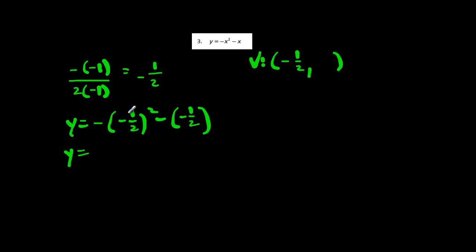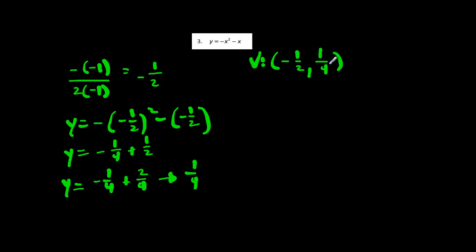So we square this to get 1/4 times a negative. Negative times a negative is a positive. So it's negative 1/4 plus, put this in fourths. So this will give us 1/4 as an output. So that's my k value.